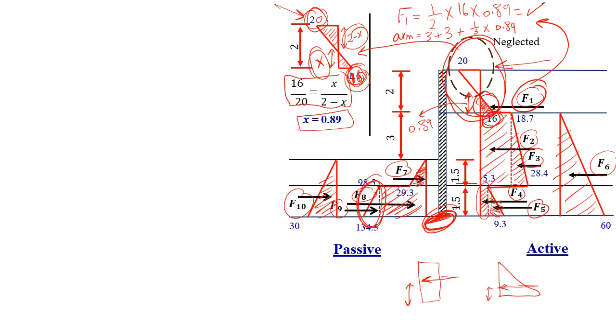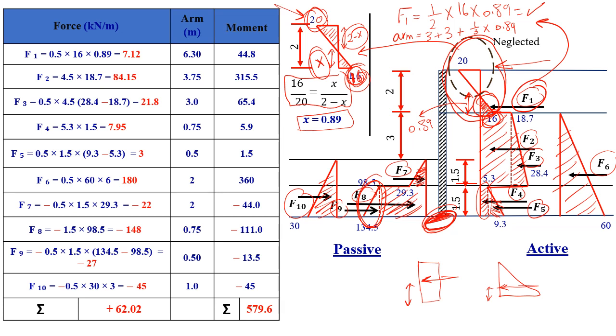Using the same approach, you can calculate the values of F2 to F10 and the arms. I will leave the calculations on the slide. You can calculate the values of F2 to F10 and use the calculated values on your screen right now as a guide. So after the calculation of the forces from F1 to F10 and the calculation of the arm, you can calculate the moments. But there is a very important note you have to consider here.